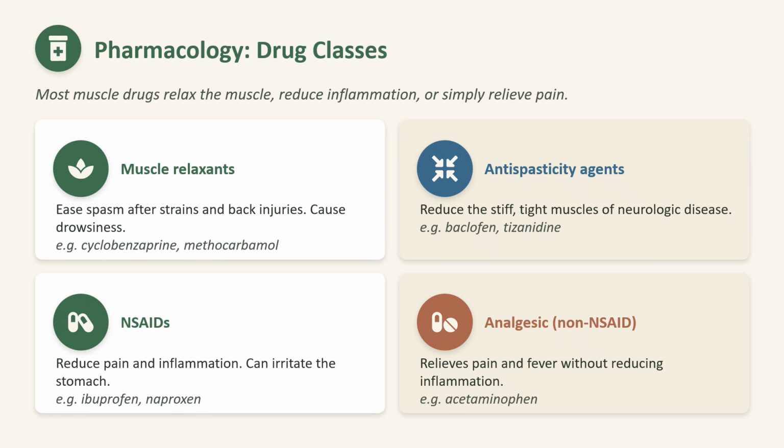NSAIDs, which are nonsteroidal anti-inflammatory drugs like ibuprofen and naproxen, reduce both pain and inflammation. Their main downside is stomach irritation, ulcers, and bleeding, so we teach patients to take them with food. They also affect the kidneys.